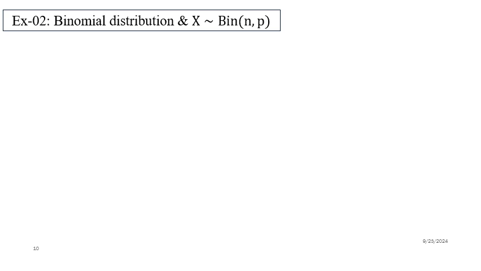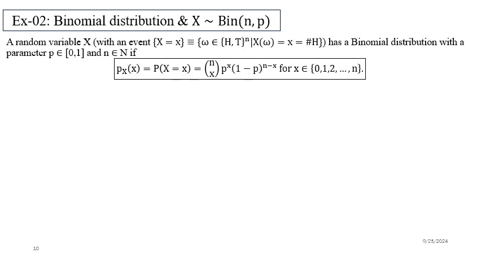Tossing a coin. When you are performing a Bernoulli trial n times, then you are getting a binomial distribution. So here, a random variable X. Here, what would be the event? What would Omega be here? What would be the outcome when you are performing a Bernoulli trial n times? Omega will be a sequence, an n-tuple.